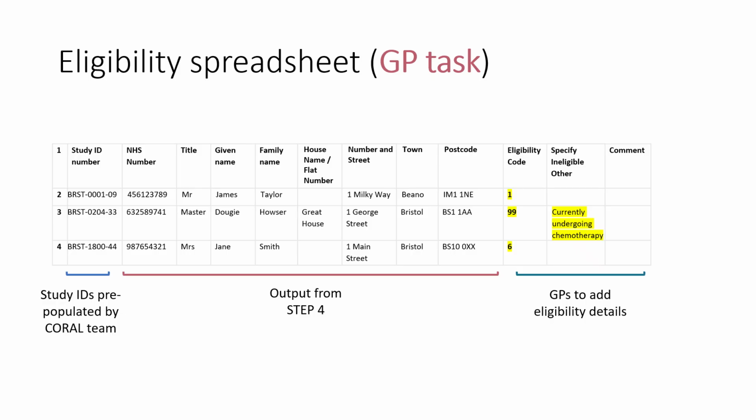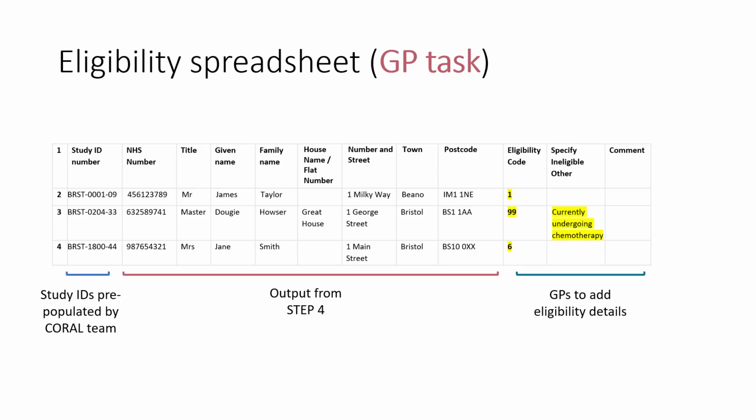This is an example of what the eligibility spreadsheet will look like. We will ask you as a GP to check each patient's medical records and add in an eligibility code into the appropriate column highlighted here, and add details into the Specify Ineligible Other column if you select eligibility code 99, Other. In this instance, James Taylor is eligible to take part in the Coral study with the eligibility code 1, but Doogie Howser is not.